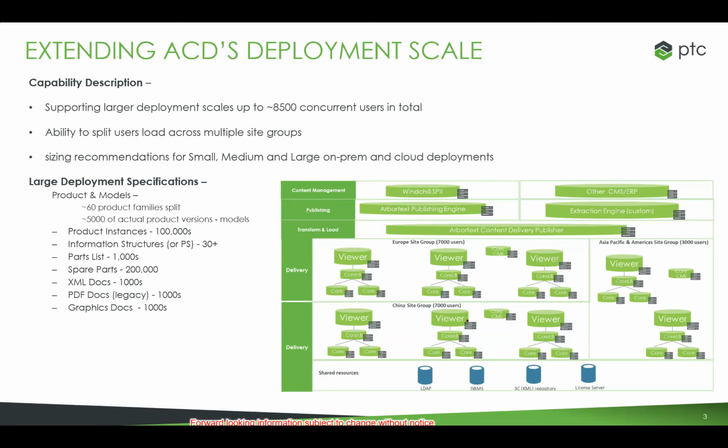I provided an example here on the diagram, which resembles the large deployment scale that we are targeting. This gives you a sense of how many viewers or the different sites that are being set up for Europe versus Asia Pacific versus China in this case, and the scale of the data set that it's supporting currently. So around 60 product families and 5,000 product versions or models. That's quite a significant and impressive achievement of ACD 7.1.5.